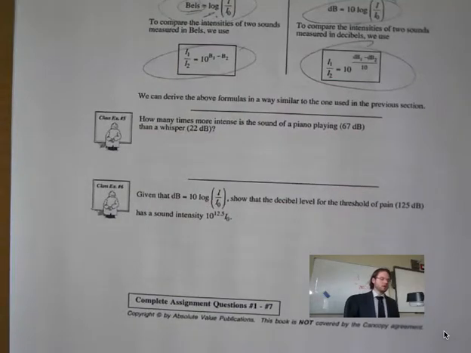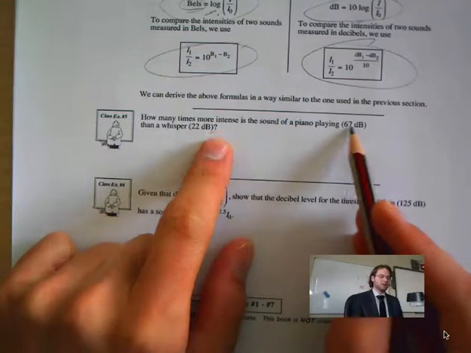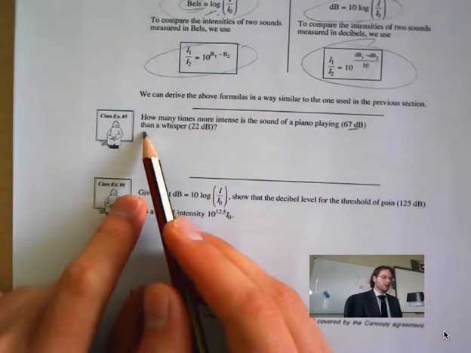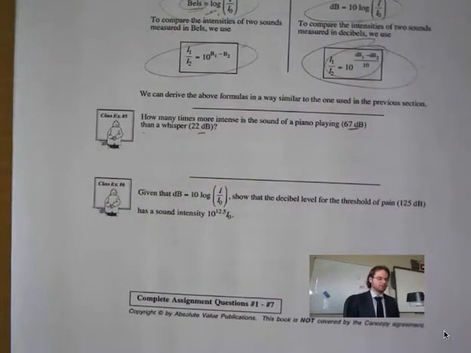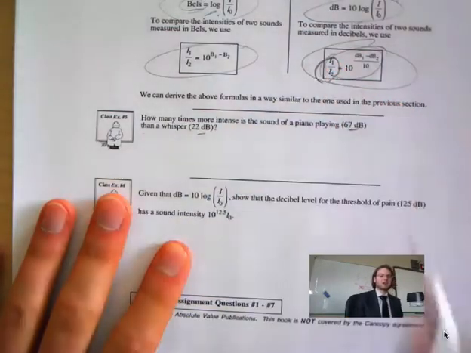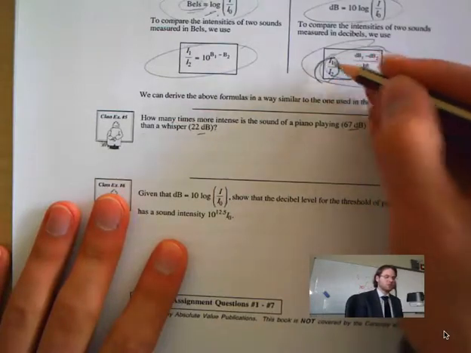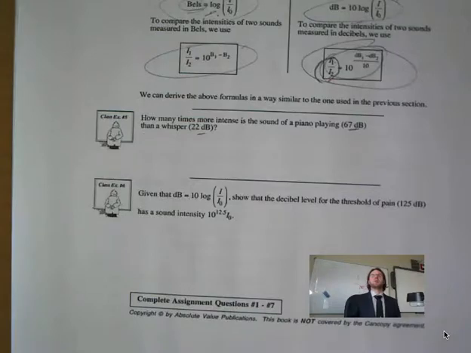So, how many more times as intense is the sound of a piano playing 67 decibels than a whisper? So we're looking at decibels. We're going to have to use this equation here. Okay? So it wants to know how many more times intense. We'll find the intensity. Intensity is I over I naught. So that's your intensity, and we want to know how many more times. So that's this divided by this, which will tell you how many more times intense. If I said how many times more money does this person have than this one, well, you go that person's money divided by the other's.